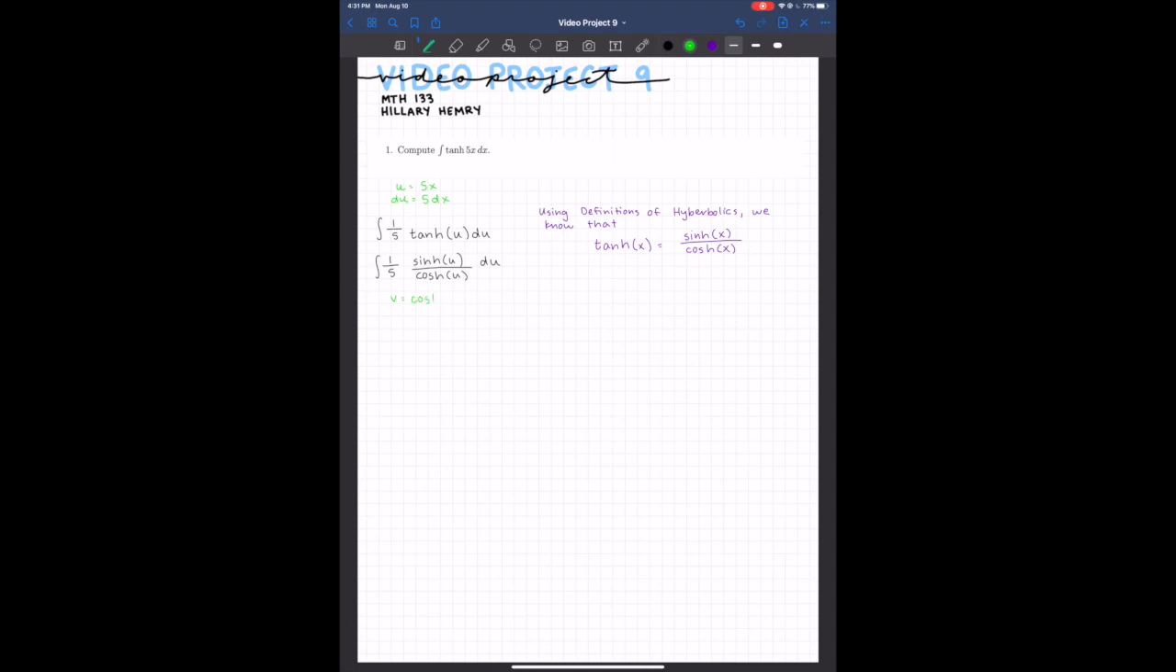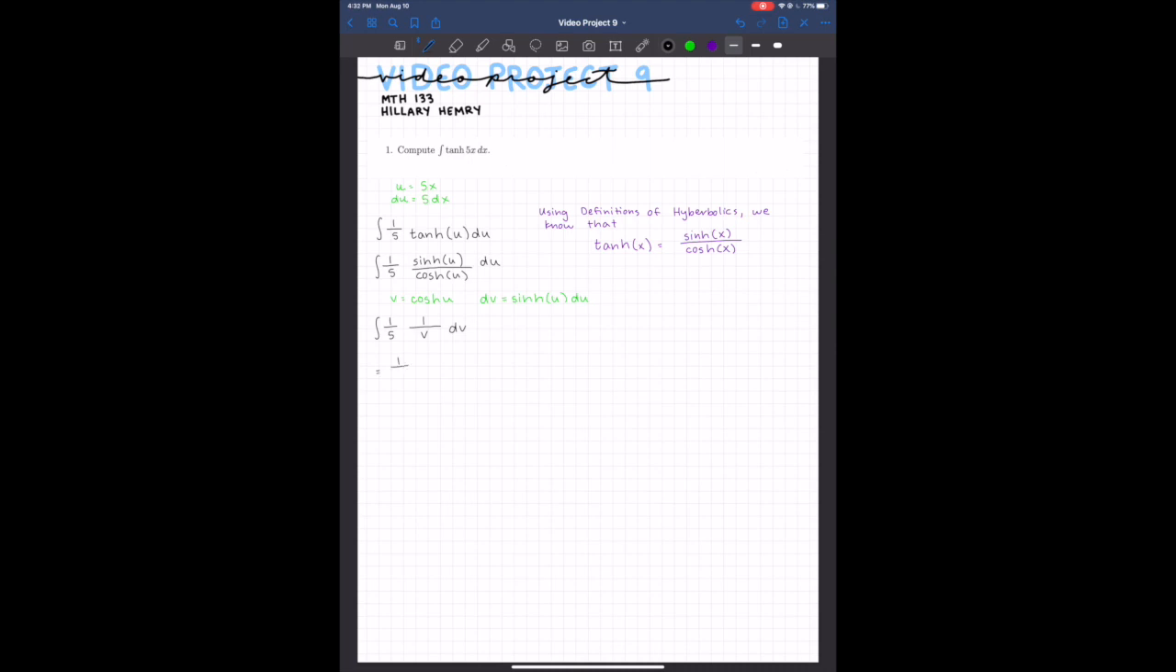So in this case, we're going to use v and set it equal to cosh of u. And we take the derivative of that to get our dv. That's going to come out to be sinh u du. And that works out great because that's going to cancel out with the sinh u in the numerator of our integral. So now using our substitution, we're going to rewrite this integral, and it's going to be a really nice one. It's going to be the integral of 1/5 times 1 over v dv.